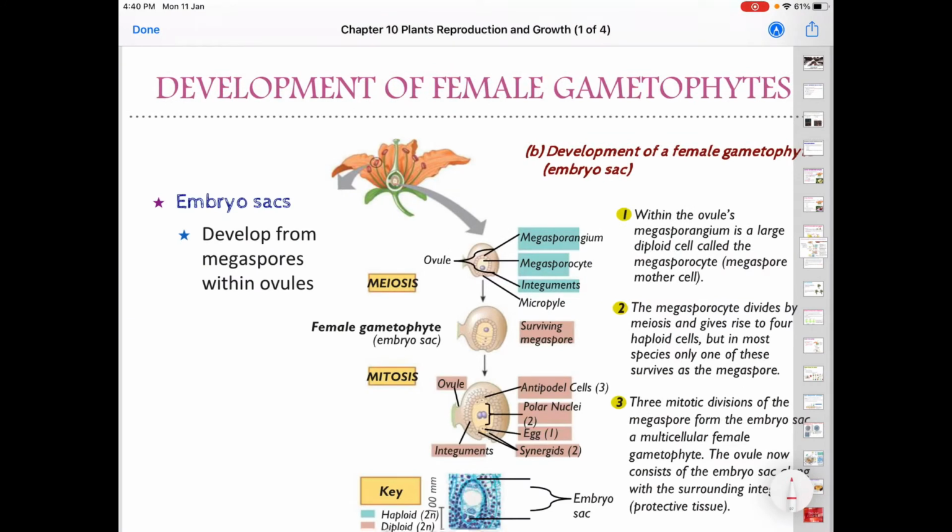We continue with the development of the female gametophyte, or the embryo sac, which develops from the megaspore within the ovules. This megaspore contained in the ovules is a large diploid cell called the megasporocyte, also called the megaspore mother cell. The megasporocyte divides by meiosis to give rise to four haploid cells, but only one of them will survive. After that, they will undergo mitosis three times in order to produce an embryo sac.